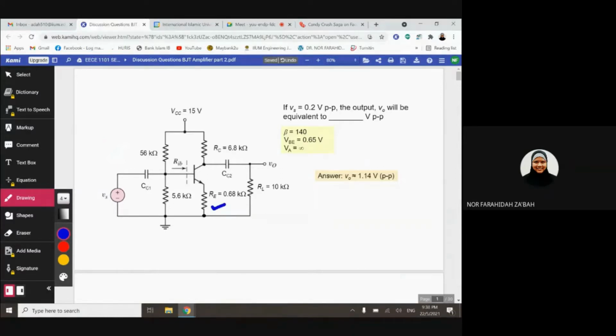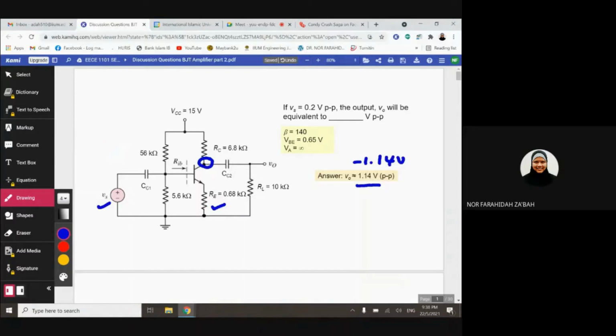Okay, so you can see the output is measured at the collector terminal. The question asks, if your Vs here is 0.2 volt peak to peak, what is the value of the V out peak to peak? Basically, you need to multiply with the gain. So I think this answer should be minus 1.14 volt peak to peak. Why? Because the gain is a negative value, right?